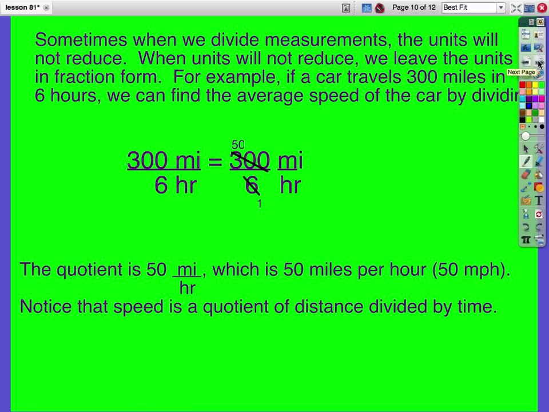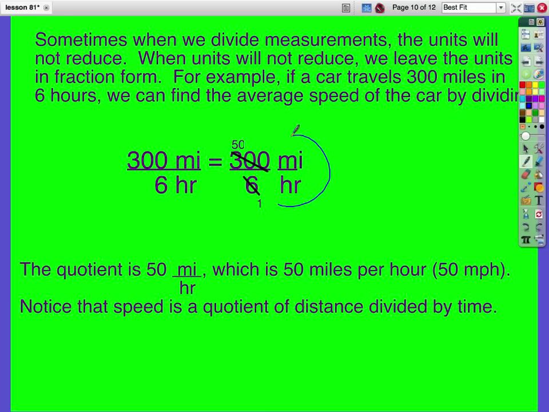Sometimes when we divide measurements, the units will not reduce. When units will not reduce, we leave the units in fraction form. For example, if a car travels 300 miles in 6 hours, we can find the average speed of the car by dividing. So you have 300 miles divided by 6 hours. So we reduce the numbers to get 50 over 1. Now miles and hours, we can't reduce it at all because they're two completely different units. One's distance, one's time. So we're going to just leave them. So our quotient is 50 miles over hour, which is 50 miles per hour.